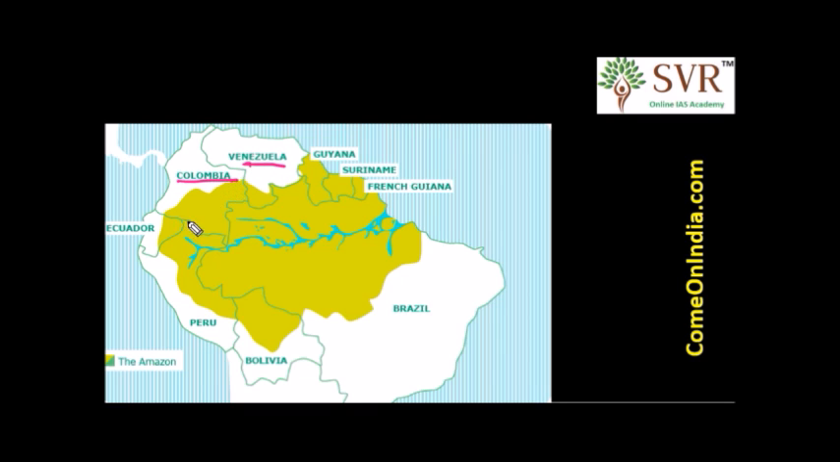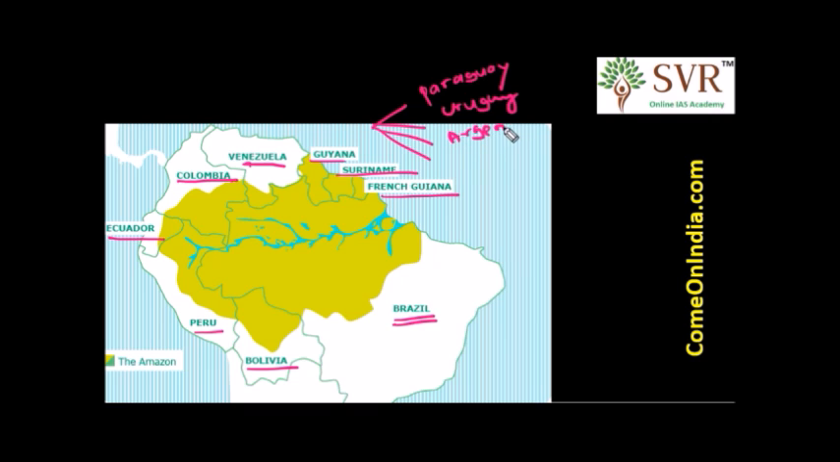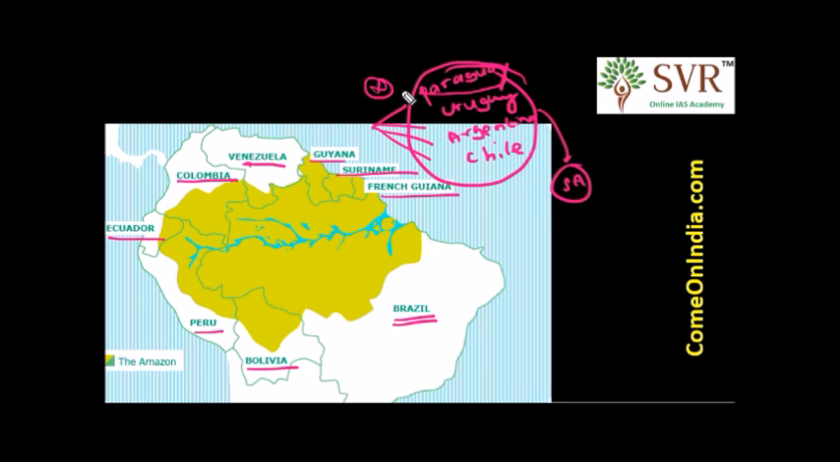There are Venezuela, Colombia, Ecuador, Peru, Bolivia, Brazil, Suriname, French Guiana, and so on. The countries which are not covered by Amazon forests include only 4 countries, that is Paraguay, Uruguay, Argentina, and Chile. Paraguay is the only country in South America which is landlocked. This is an important prelims point. Paraguay is the only country in the South American continent which is landlocked.